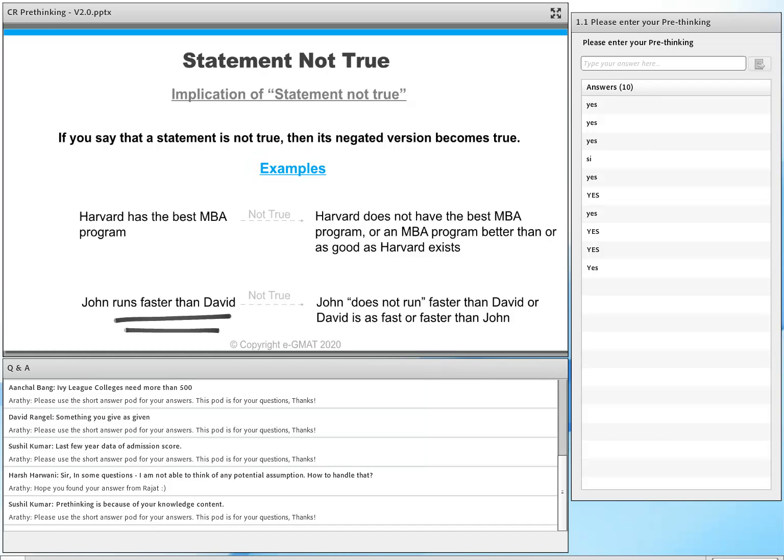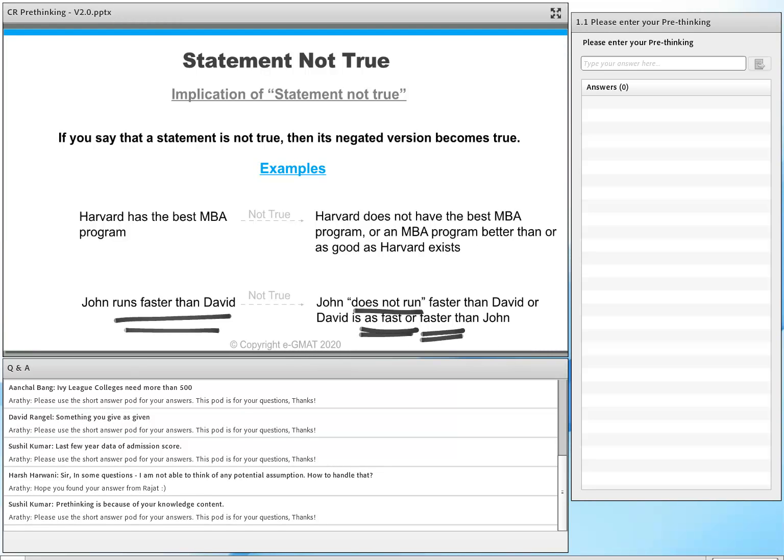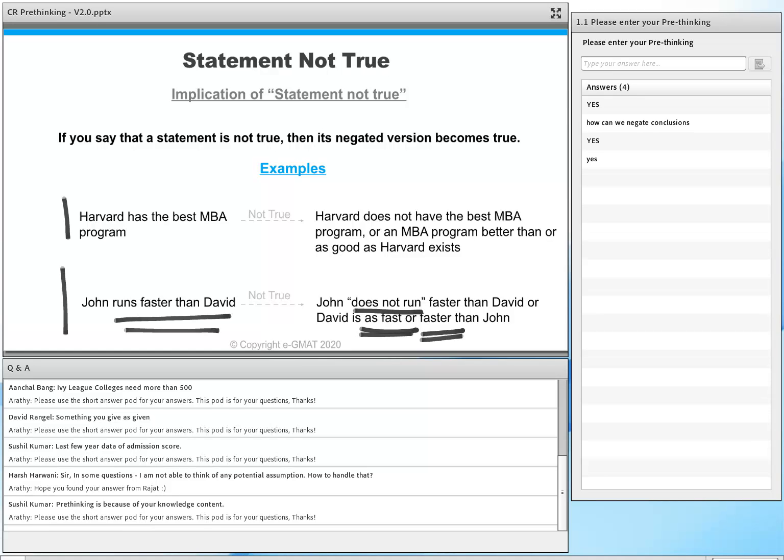John runs faster than David. If you say that's not true, what you're saying is not only that John does not run faster than David, you're also saying that David is just as fast, or David could also be faster than John. Okay. Again, the same thing. And even though both these statements are comparative, if you just take statements that are not comparative, even then the same would hold true over there.